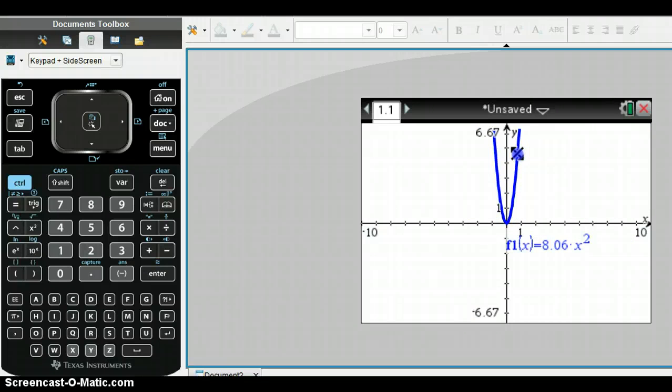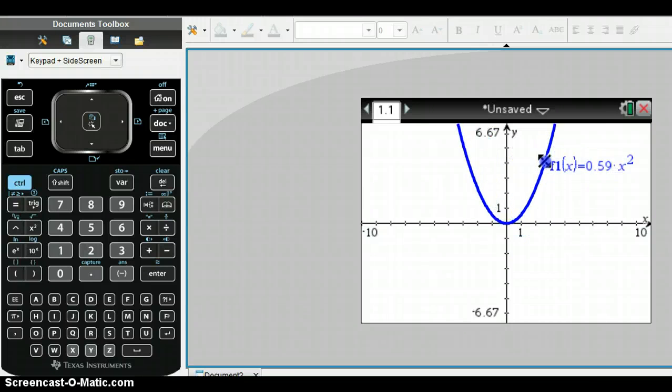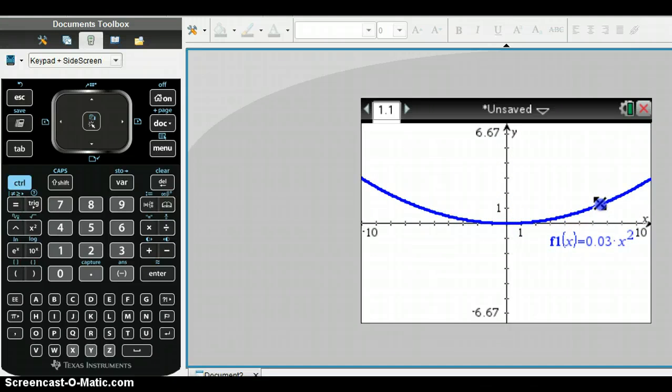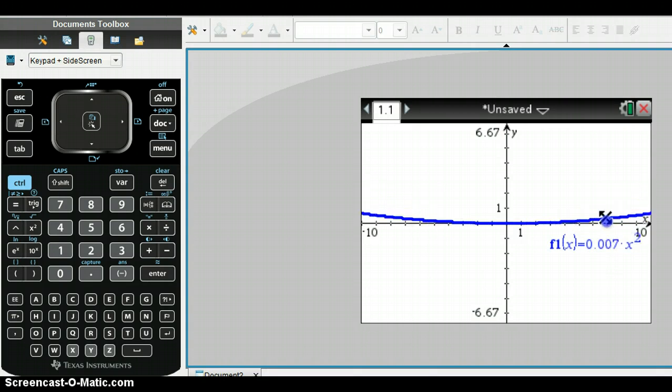So narrower when k gets bigger. Look at k right now, it's 8.06. And wider when k gets smaller. Right now we have k of 0.03. You can see that. What if we grab it and drag it all the way down below?